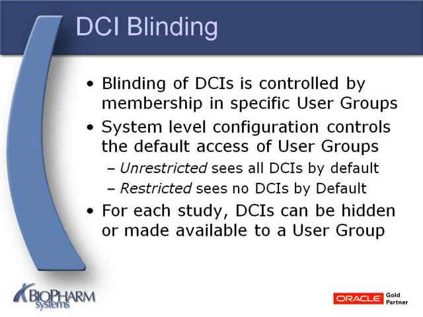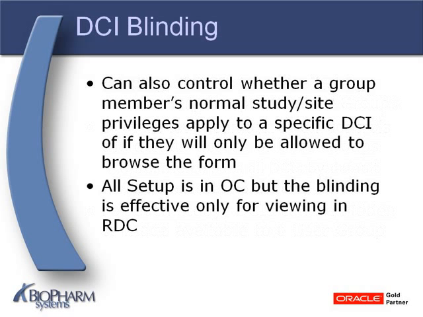Now for each study, we can either hide forms or we can make them available, but just in a browse mode. We can also control, for a form that a user group can see, whether they have their specific normal study site privileges or are just allowed to browse. Now all the setup for this DCI blinding is going to be performed in Oracle Clinical, but it is effective only for the remote data capture on-site system. Meaning in Oracle Clinical, if you do data entry for paper studies, this blinding is not having an effect in the OC side of things.